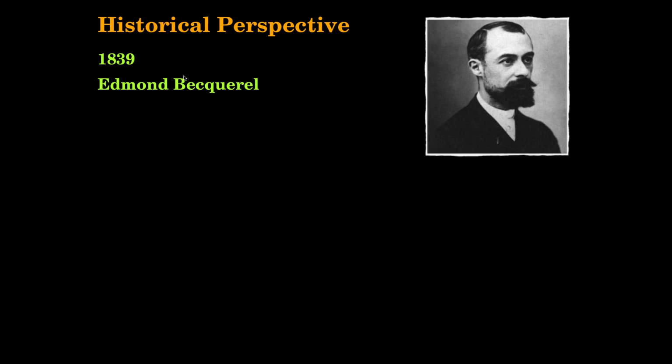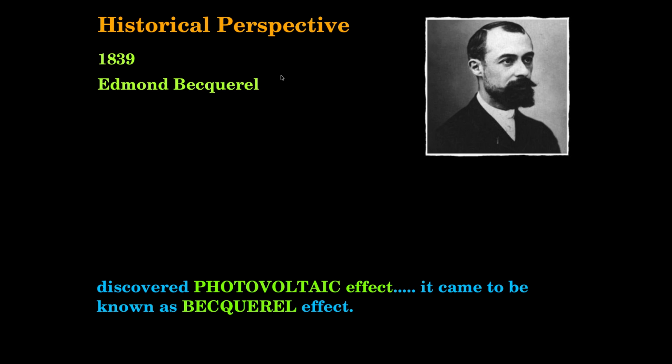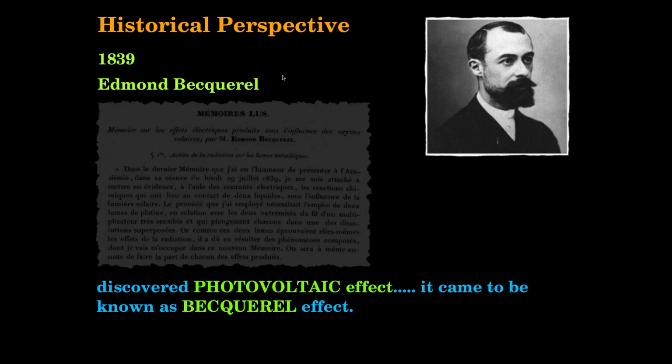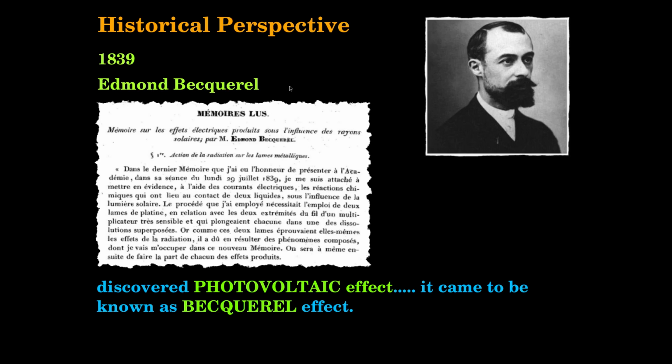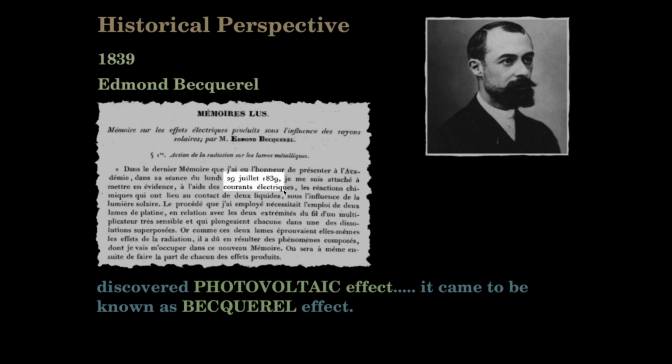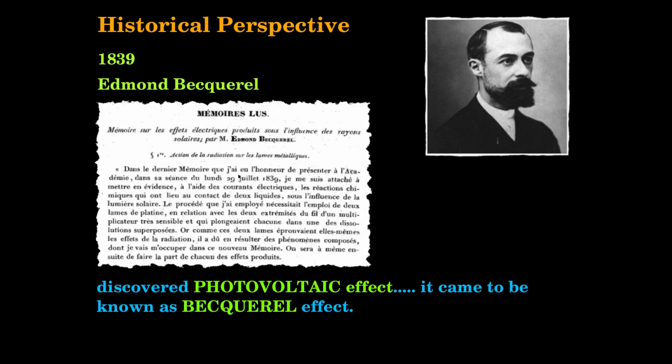We go back to the 19th century. In 1839, it began for photovoltaics. A young boy of 19 years old, Edmund Becquerel, discovered the photovoltaic effect, and it came to be known as the Becquerel effect. He was working in his father's lab, wherein he discovered that when light was shone upon the electrode dipped in an acidic medium, current flows through the electrodes. He later on published the results in the memoirs, and this represents the very first publication on photovoltaic effect. He came to be known as the father of photovoltaics.